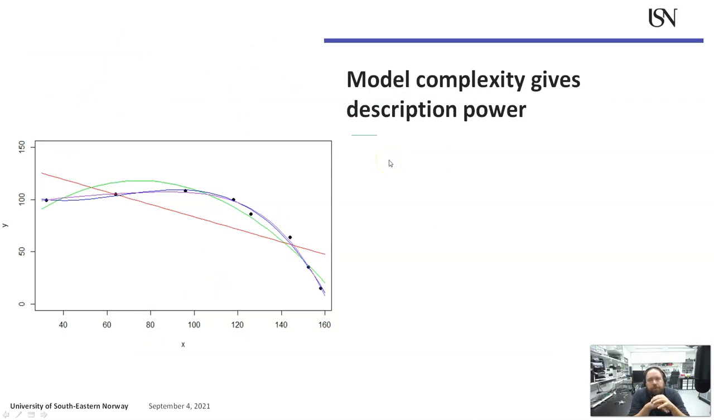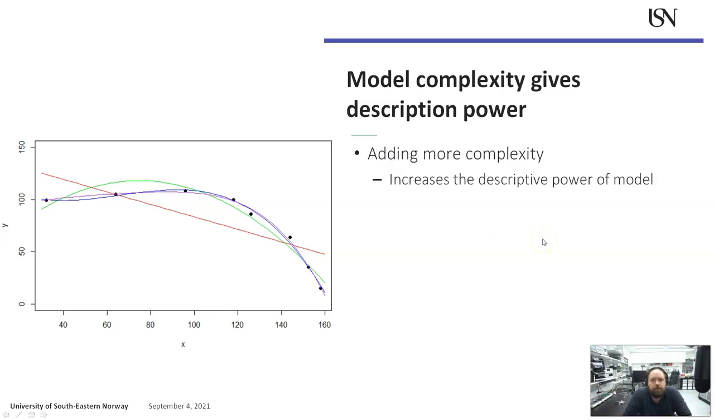So I want to say also a little bit about this idea of complexity of models. Like I said in the previous slide, a key demarcation criterion for machine learning is that the model structure tends to be very complex. And this is part of the reason why machine learning is as powerful as it is, because these complex model structures provide us something which we call description power, or the ability to describe complex phenomena.